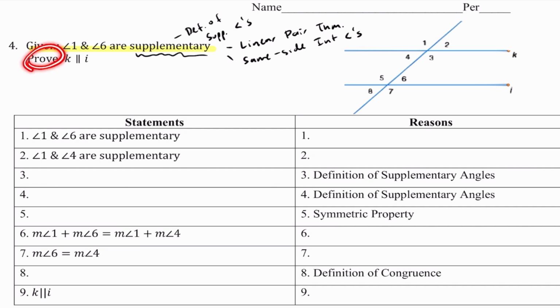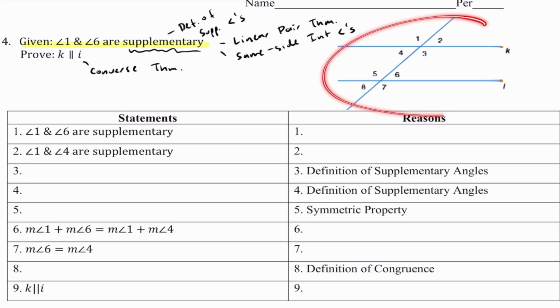And now I'm looking at what we're trying to prove. It says we're proving that K is parallel to I. Whenever we're trying to prove something is parallel to something, it means our last reason should be one of the converse theorems. So converse theorem. Now look at the diagram. We know that angle 1 and angle 6 are supplementary. So I'm going to circle those two angles.